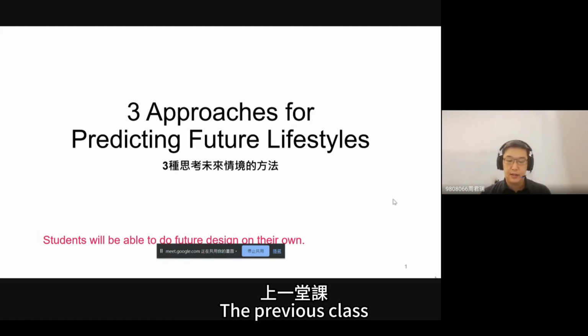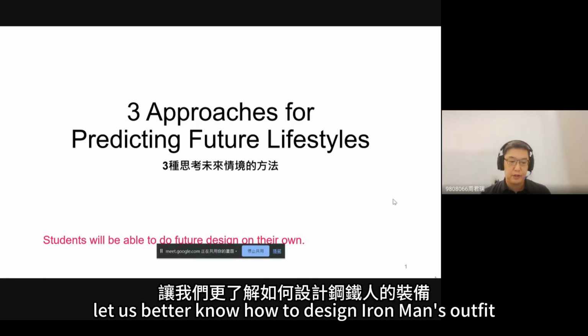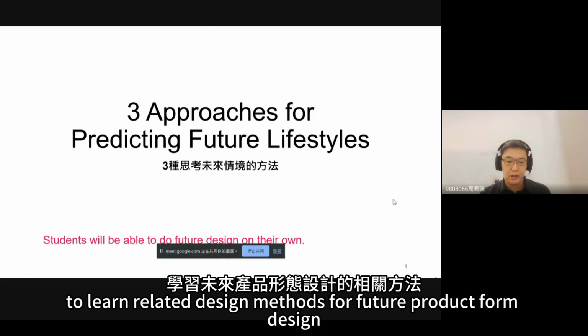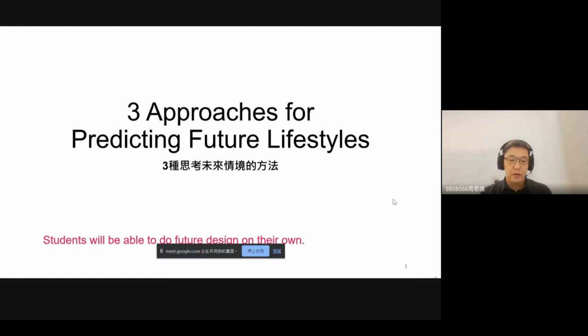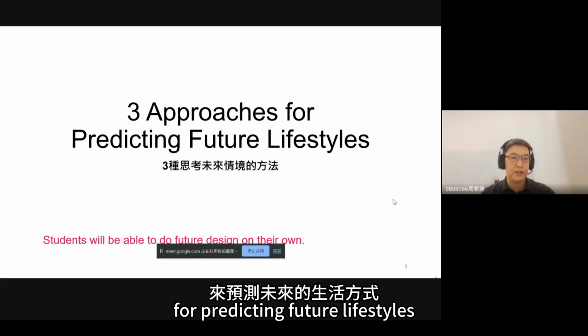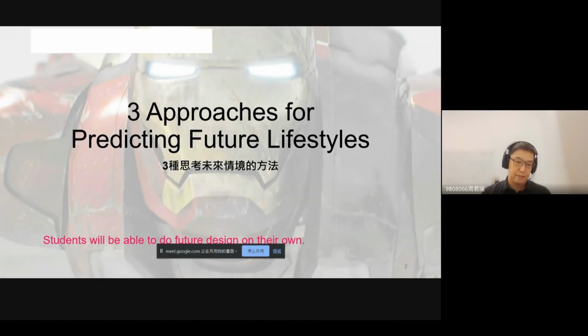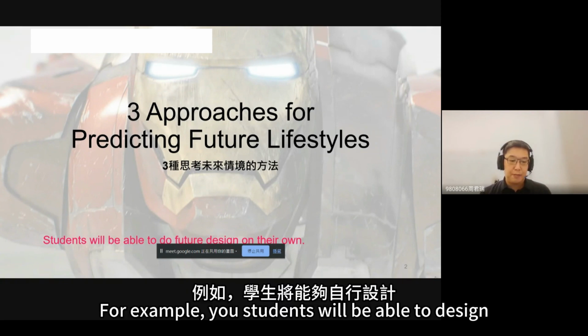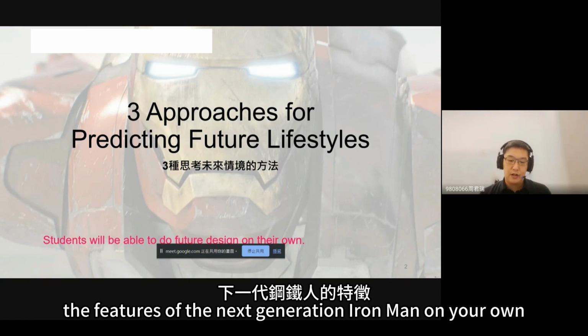The previous class let us better know how to design Iron Man's outfit. In this class, it is more important to learn related design methods for future product form design. We'll talk about 3 approaches for predicting future lifestyles. After this class, you will be able to think about what may happen in the future. For example, you students will be able to design the features of the next generation Iron Man on your own.